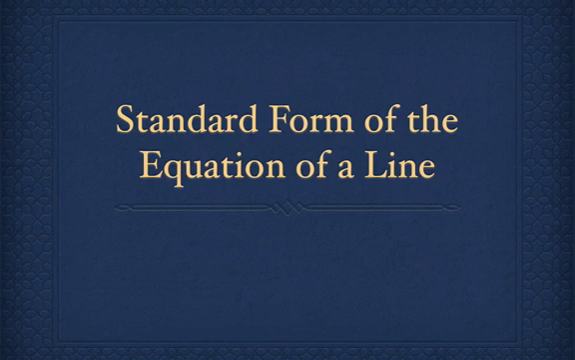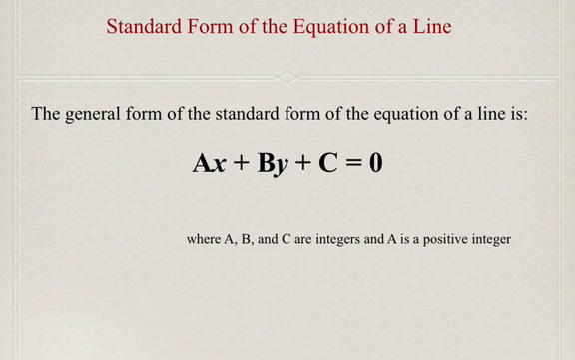So this is the introductory lesson on standard form of the equation of the line. In the standard form of the equation of the line, the general form is ax plus by plus c equals 0. And a, b, and c all have to be integers, such as positive 1, negative 4, 0, etc. And a has to be a positive integer.